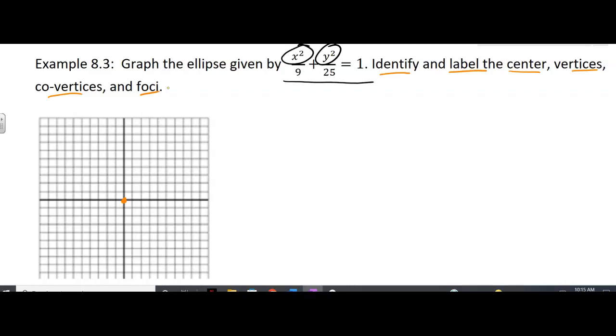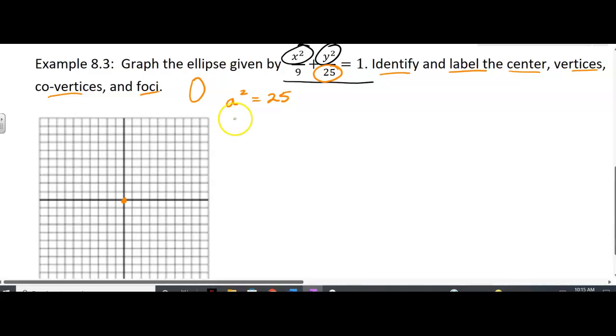Okay, so we're going to take the 25. That means A squared is 25. And it means we're going to have this kind of an ellipse. Now, I would do that right at the beginning. Know if you're making a pancake or an egg, because that'll make it easier for you when you go to draw. So A equals 5. That means I'm going to go up 5. 1, 2, 3, 4, 5. And down 5. 1, 2, 3, 4, 5. And we're talking from the center, okay?